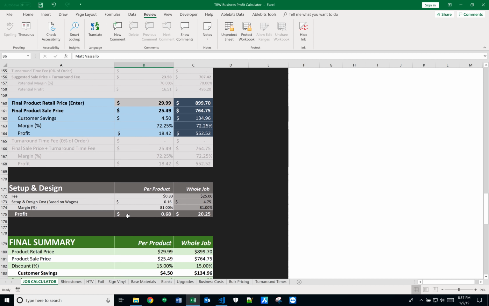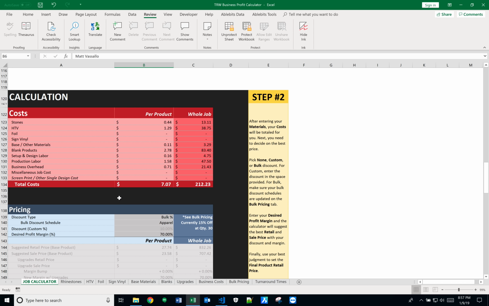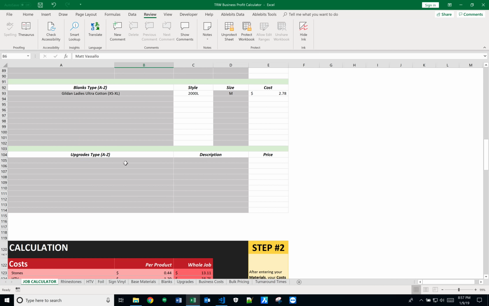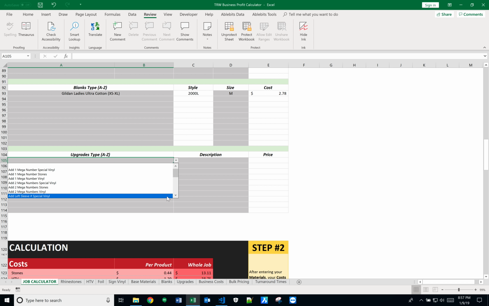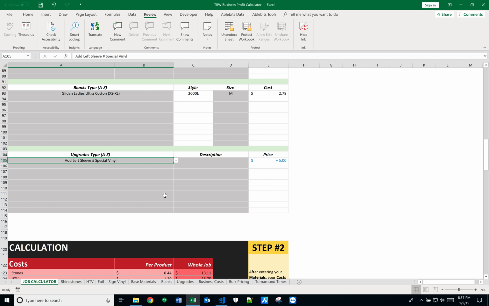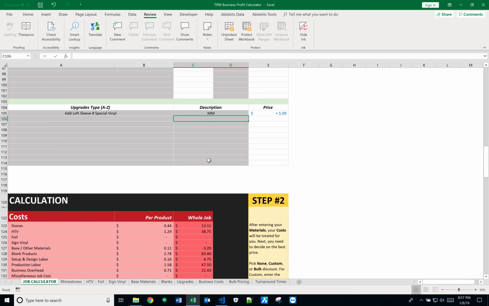Let me change up a couple little scenarios and see how you can also account for things like upgrades, let's say. So let's say the customer, you talk them into adding some stones. So let's say they're going to add a left sleeve with some vinyl, okay? And that ends up being a $5 upcharge, okay? And let's say it was a name or something, or initials. So let's say the initials are MM here. And so you're going to put that on the sleeve.